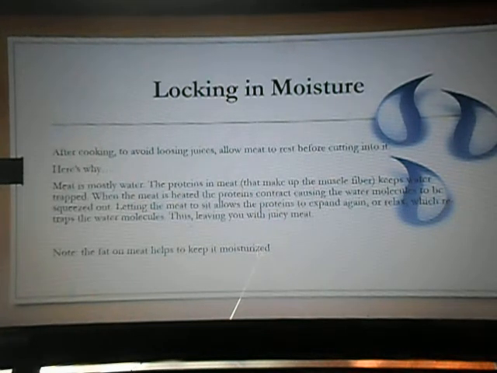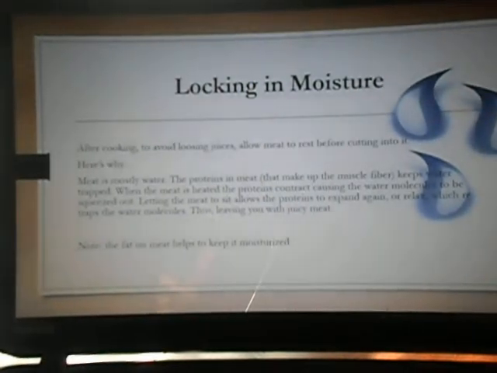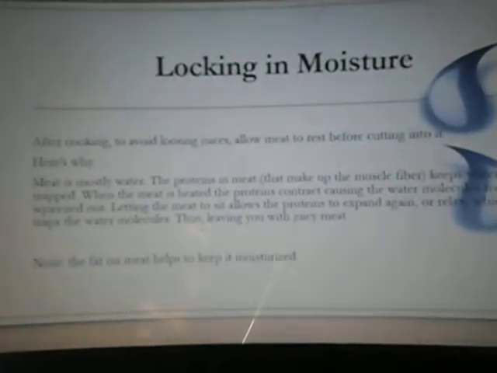Here's locking in moisture. After cooking, in order to avoid any further moisture loss from it cooking in the heat, you want to allow your meat to rest first before you cut into it. So you might have a pot roast, or some ribs or steak. You want to sit it on the side on a plate and allow it to rest for about 10 or 15 minutes, which we'll go over later in the PowerPoint.